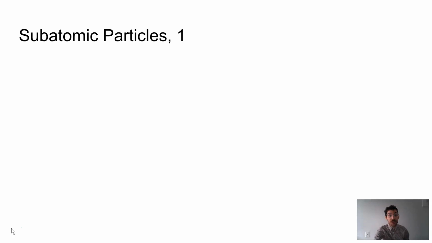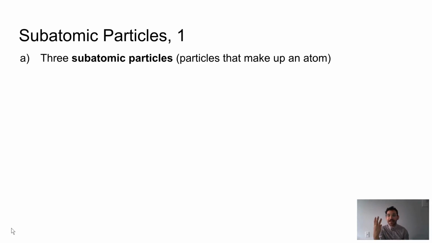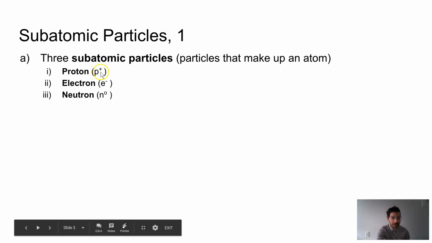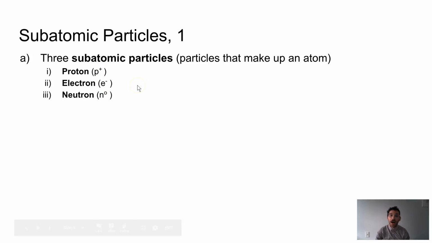So let's get rolling. All right, so starting off, subatomic particles. There are 3 subatomic particles that make up the atom. And these are the proton, the electron, and the neutron. And we abbreviate them all with cool little symbols. P for proton with a plus, E with a minus for electron, and N with a little 0 for the neutron. And we'll see why they have these specific things and why it just isn't PEN in a little bit.